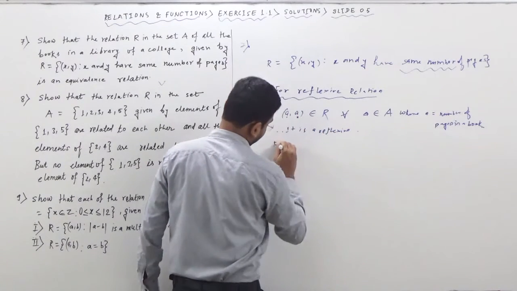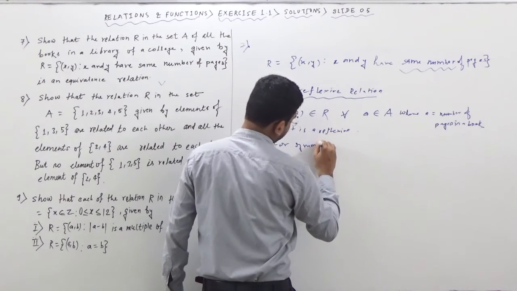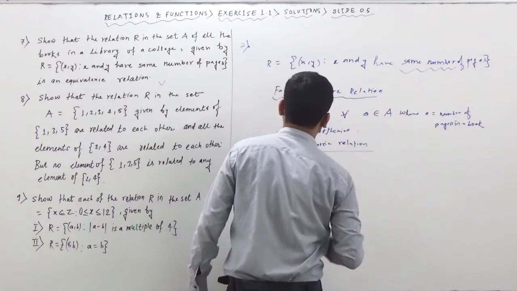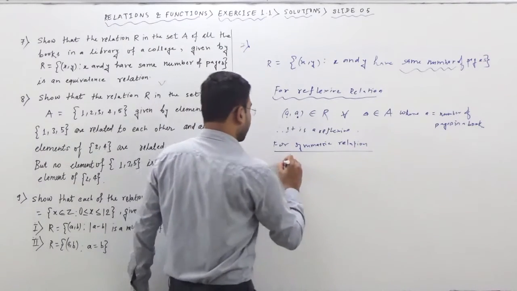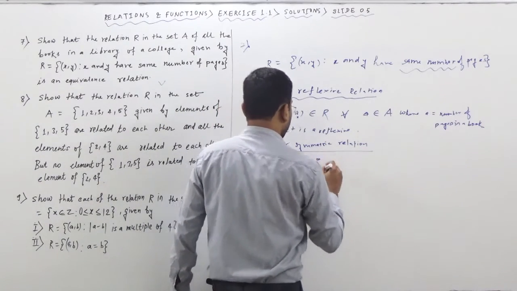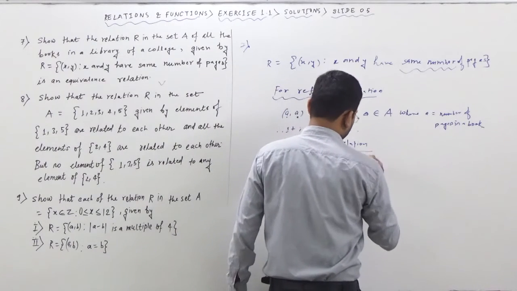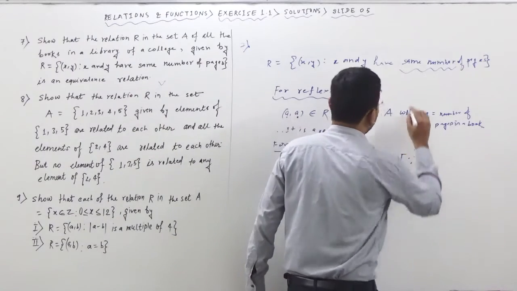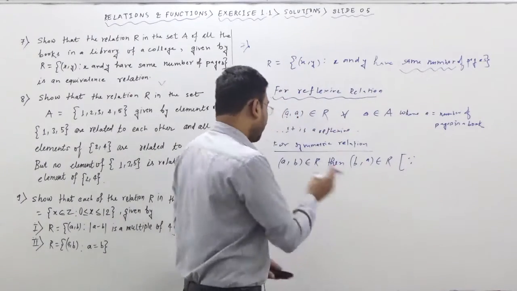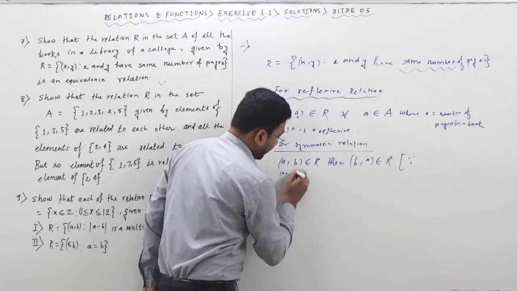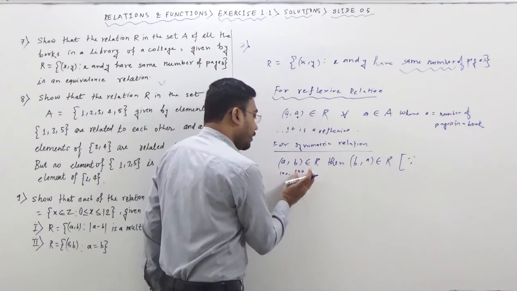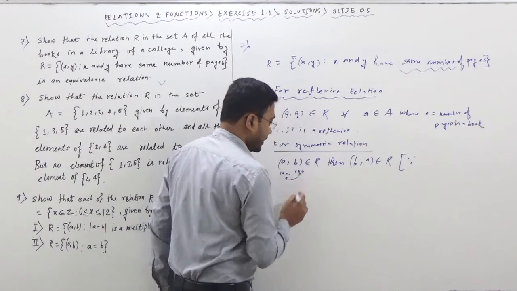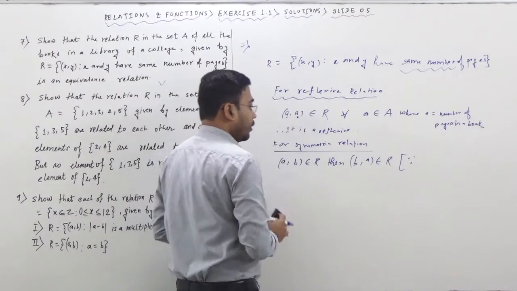Now we'll check it for symmetric relation. When we are checking for symmetric relation, what do we have to check? If (A, B) belongs to R, then (B, A) also needs to belong to R. Of course, you can just observe here, because the same number of pages are there, if it is 100 here, then here also it is 100. So either you write 100 over here or 100 over here, it doesn't matter, because it is written as the same. So if (A, B) exists, then (B, A) also exists.